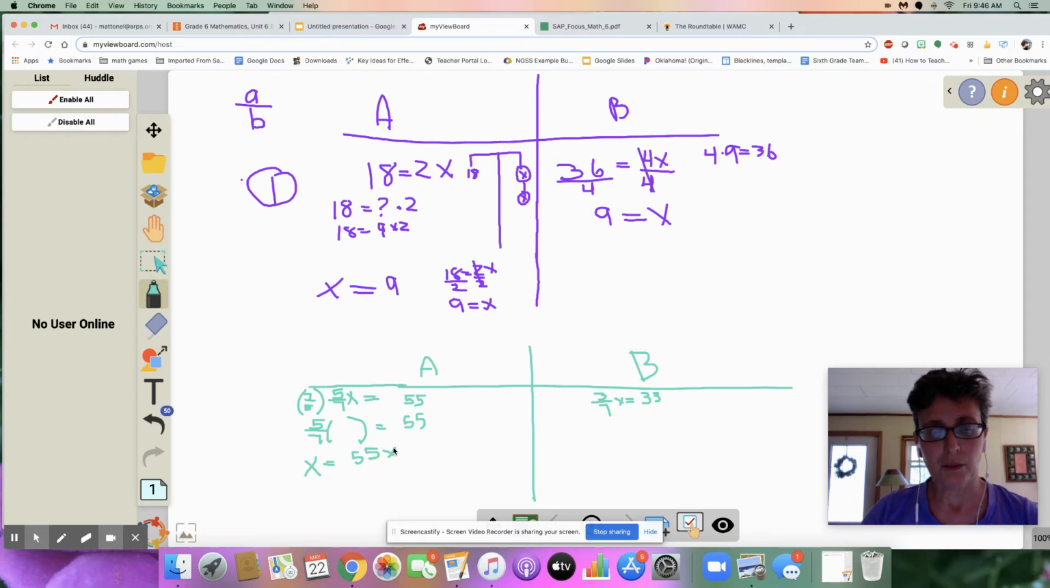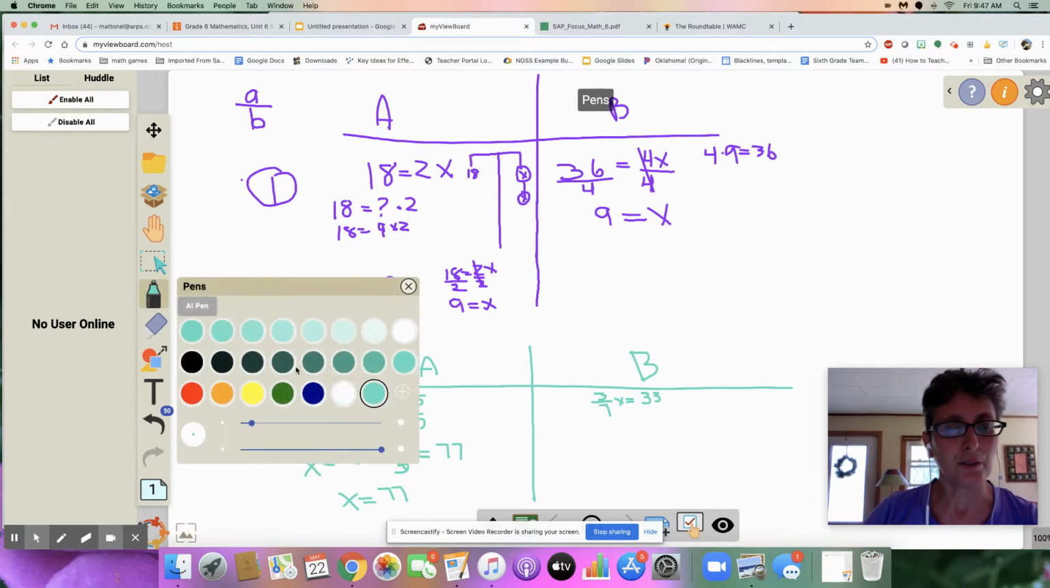times 7/5. Now I could go ahead and multiply 55 times 7 and then divide by 5, but I know that 5 is a common factor of both of these numbers, so I'm going to divide by 5, and I get 11 times 7. So x is going to equal 77.